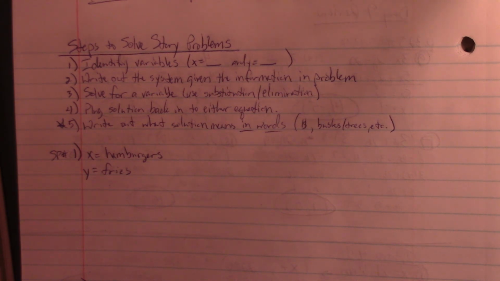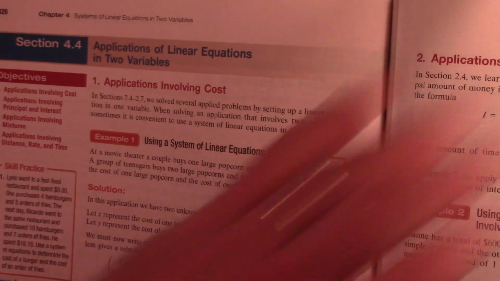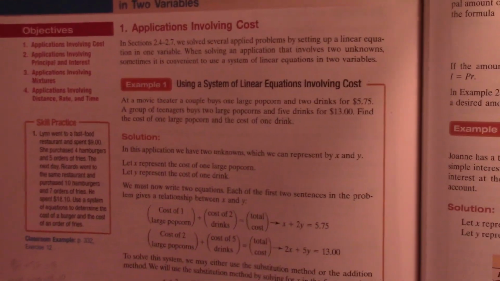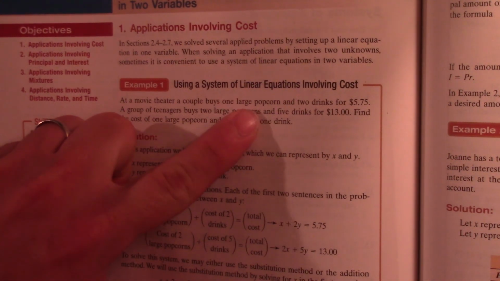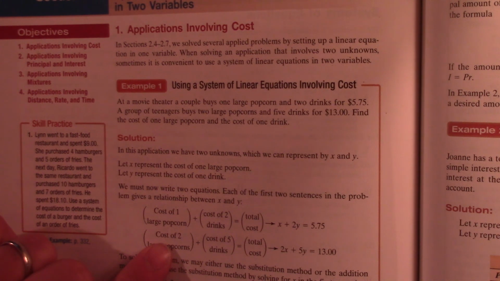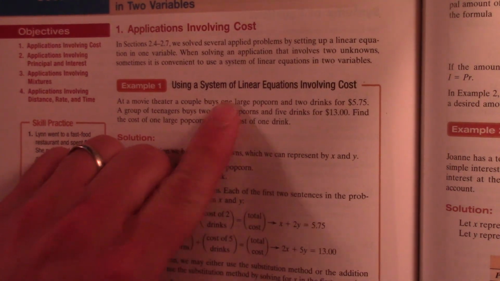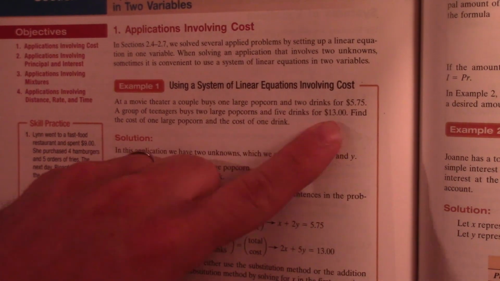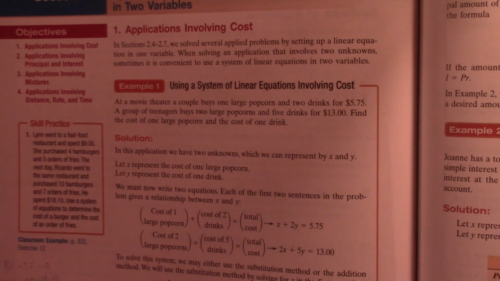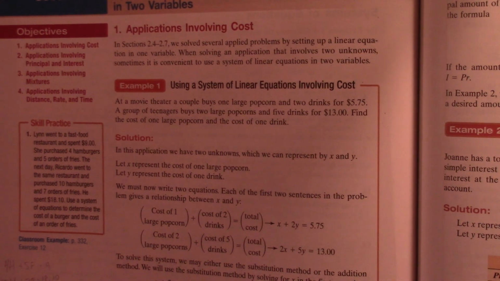Okay, so first things first, let's look at example 1 here. It's giving you a story problem about movie theater buying, and we got popcorn and drinks, and how much each costs. Well, we know that 1 large popcorn and 2 drinks cost $5.75. We know 2 large popcorns and 5 drinks cost $13. So if I know that information, how can I find out how much each one costs?